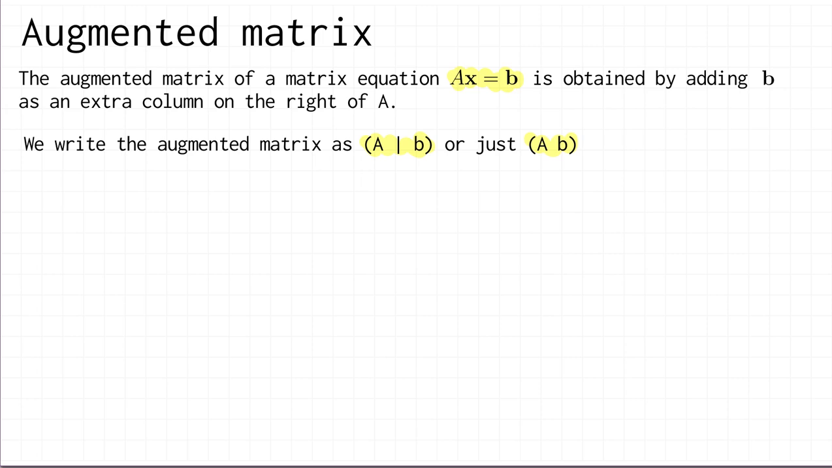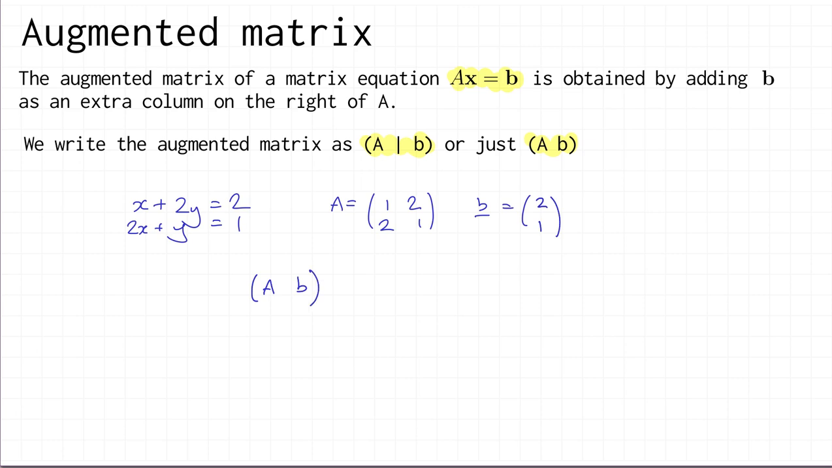So let's take a simple example. Perhaps we have a system of linear equations that looks like this: x plus 2y is equal to 2, and 2x plus y is equal to 1. So in the matrix form of this equation, we would have A being equal to 1, 2, 2, 1, and we would have b being equal to 2, 1. So the augmented matrix for this system would just be A with b added as an extra column like this. Okay, so really simple. That's how we define the augmented matrix for a matrix equation in the form Ax equals b.